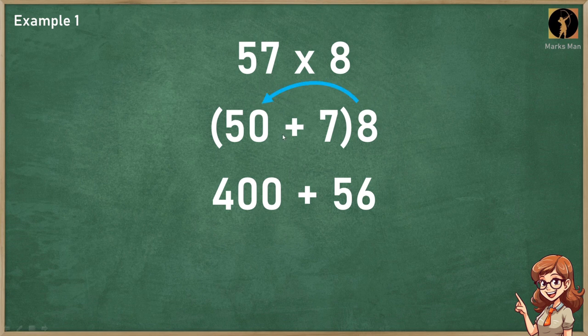8 times 50, that is 400. And 8 times 7 is 56. Now, you can easily add this. 400 plus 56, that is 456. So that means 57 times 8 is equal to 456. That's how you can do mental math in multiplication. So just follow these steps.